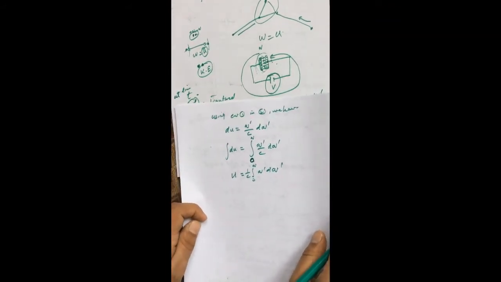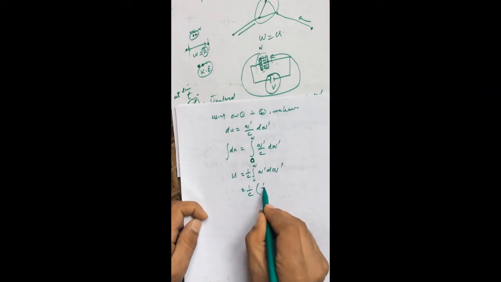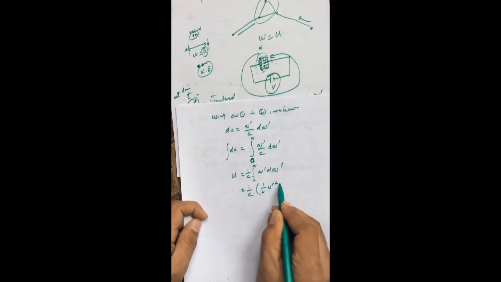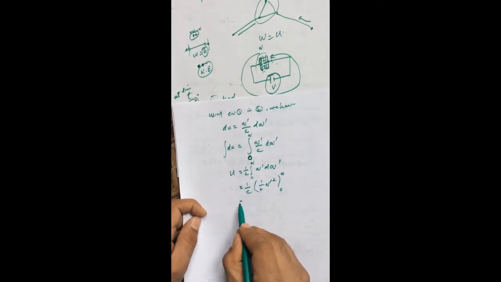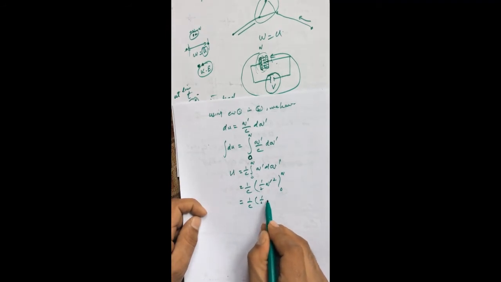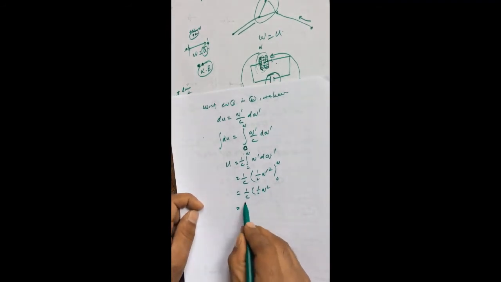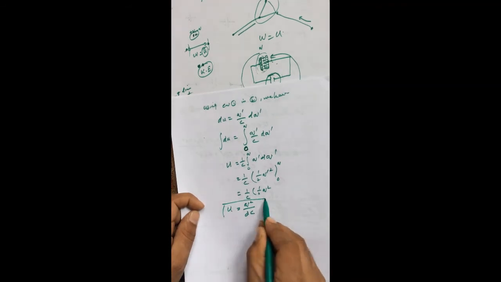Now integrate this equation, we get 1 over C and 1 over 2 Q prime square, and the limits of the integral are 0 to Q. So this is equal to 1 over C into 1 over 2 Q square. Or we can say that this is equal to Q square over 2C. This is the potential energy stored.